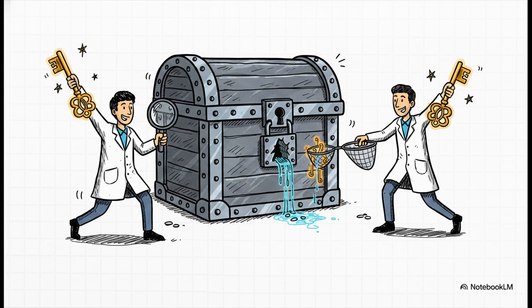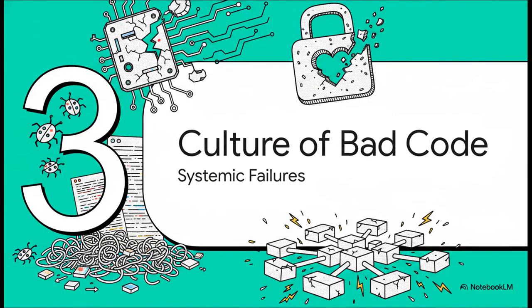Two researchers independently proved they could extract the private keys just by sending millions of requests until the key fragments finally showed up in the memory dumps. No other hacks required.